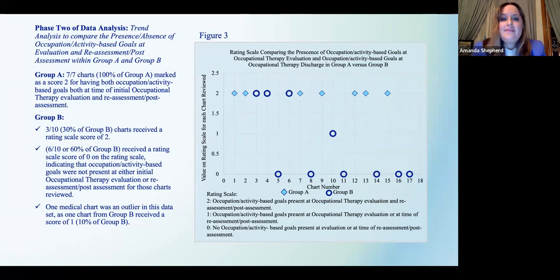In Group A, 7 out of 7 of the charts, or about 100% of Group A, received a rating scale score of 2 for occupation-based goals being present throughout the OT process. In Group B, about 30% received a rating scale score of 2, 60% received a rating scale score of 0 for not having those occupation-based goals at eval or at post-assessment. And there was one outlier that achieved a rating scale score of 1 in Group B, and that represented about 10% of Group B.